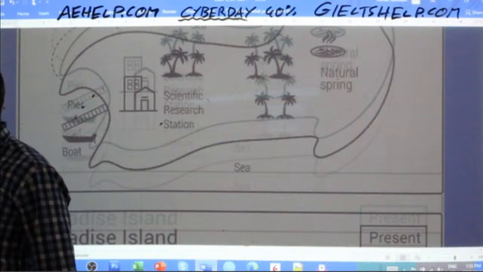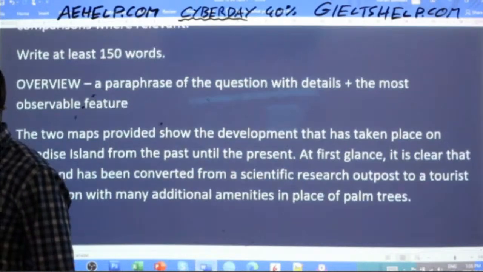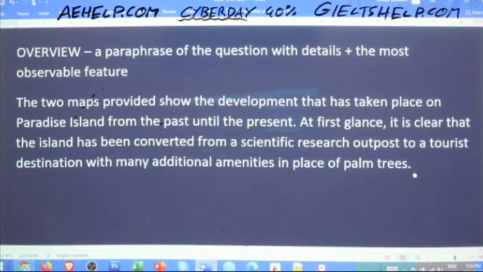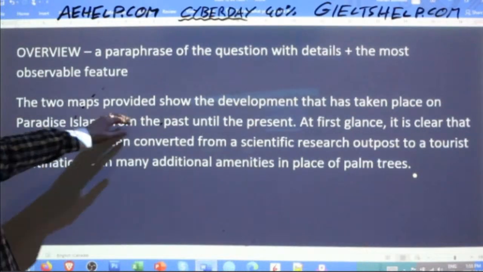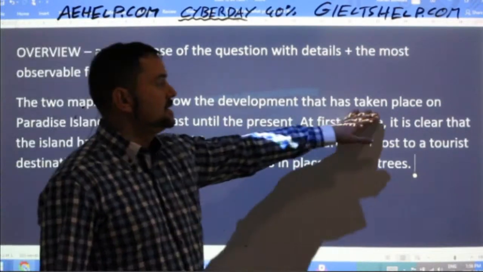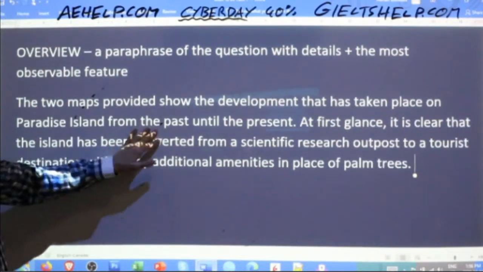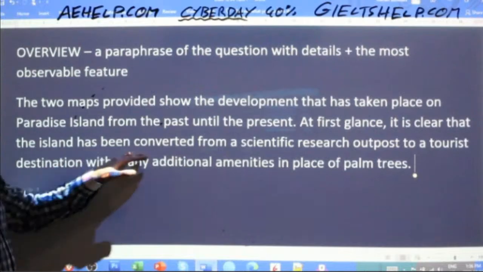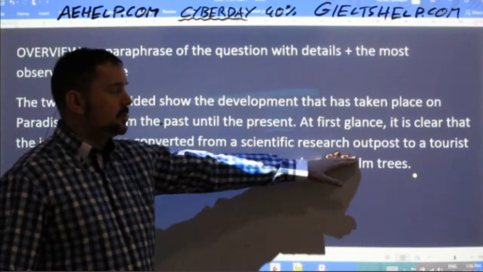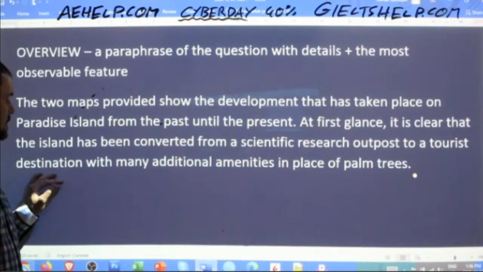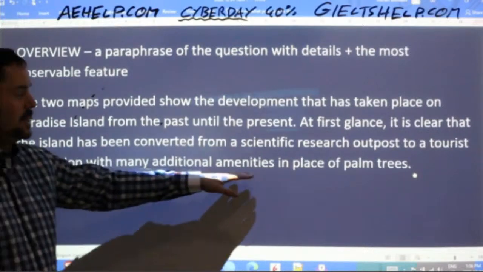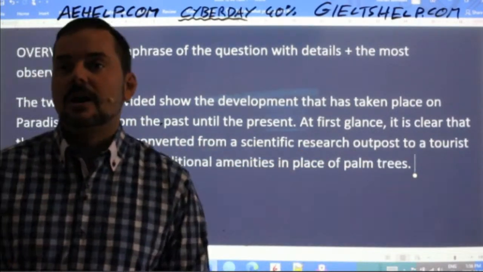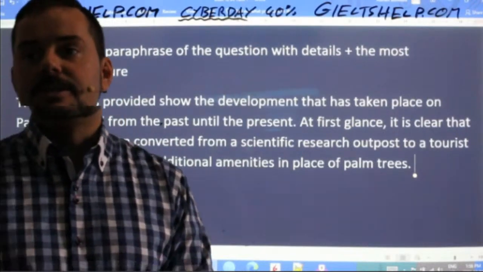Okay, so here is my Band 9 introduction. And again, not overcomplicating it, all right? So the two maps provided show the development that has taken place on Paradise Island from the past until the present. At first glance, it is clear that the island has been converted from a scientific research outpost to a tourist destination with many additional amenities in place of palm trees. Okay, and now I have those key elements in there.